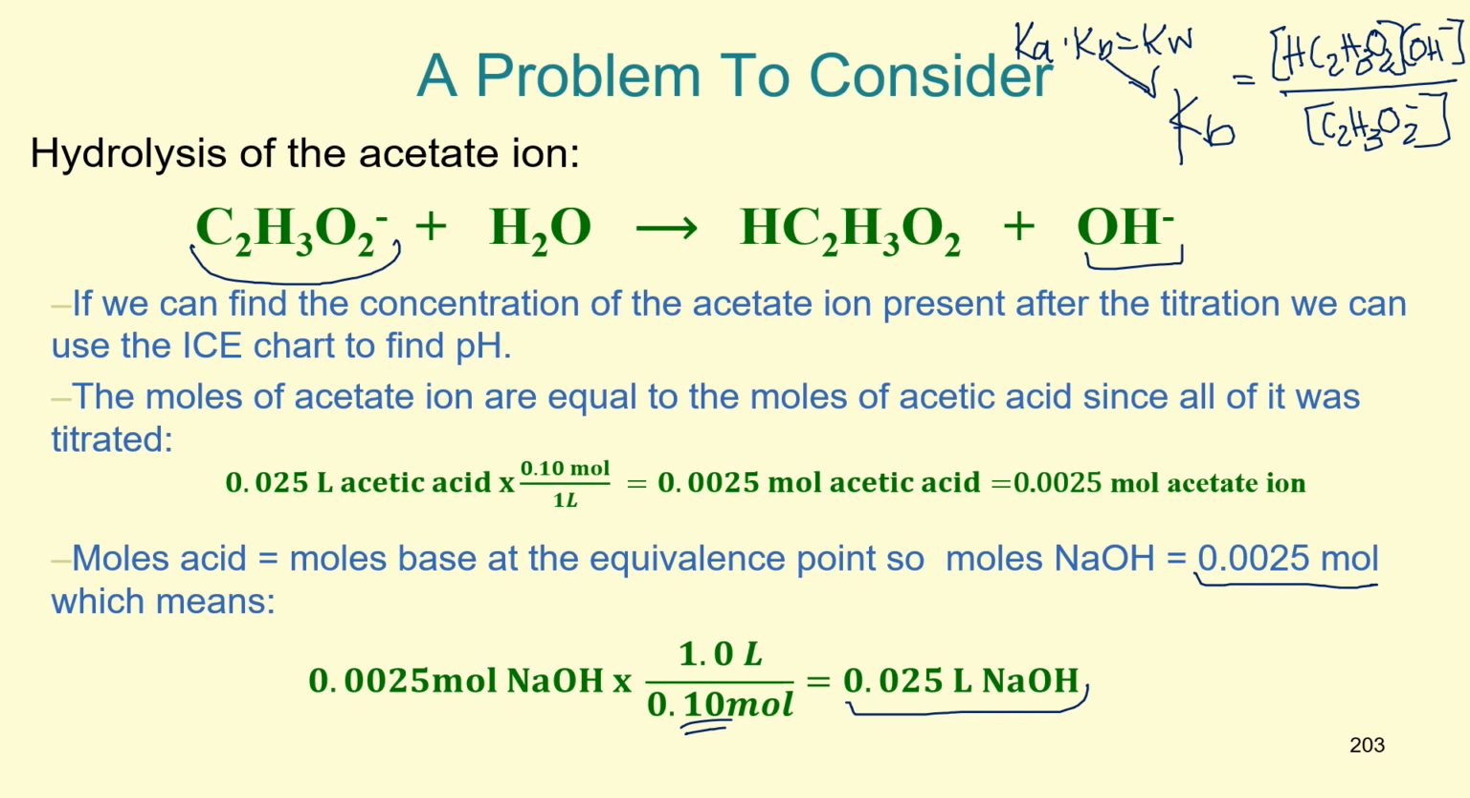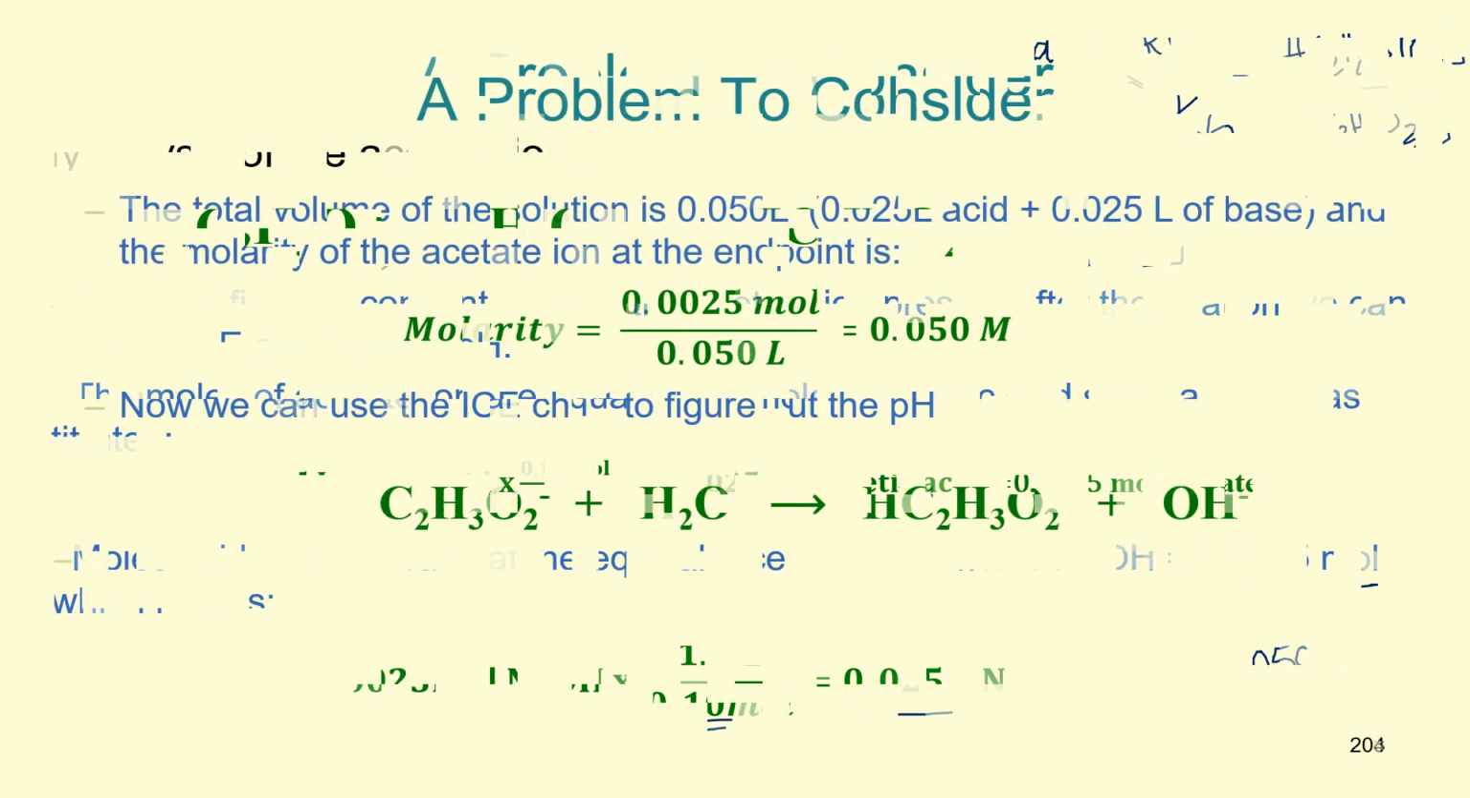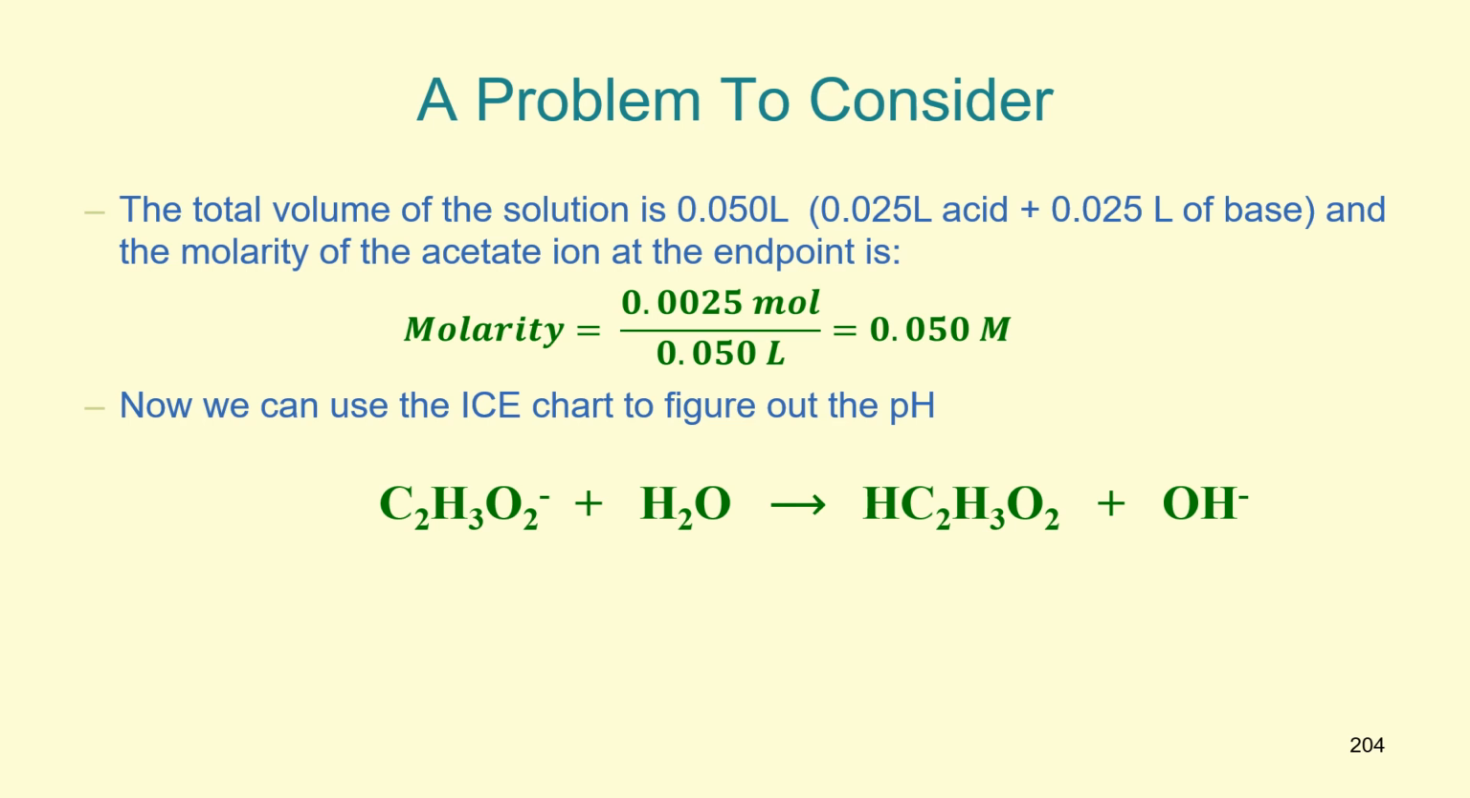So we added 0.025 liters of NaOH. So that means our total volume is 50 milliliters, or 0.050 liters. So the molarity is the moles of the acetate divided by the new volume, 0.050 liters. So not only did you titrate it, you also diluted it. So the concentration of the acetate ion is 0.050 molar.